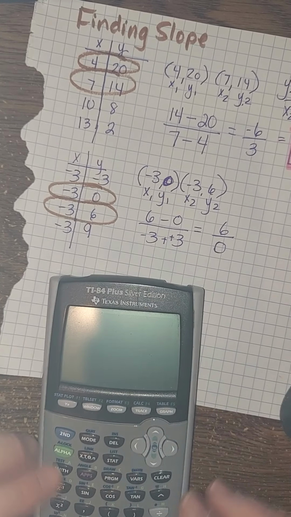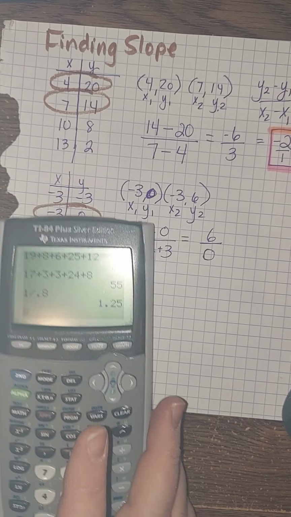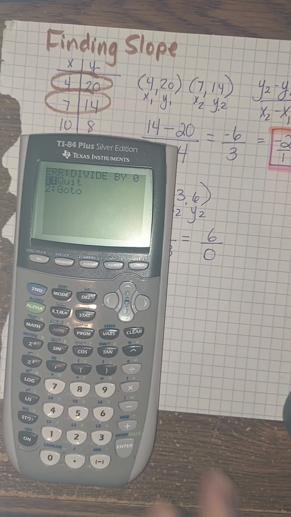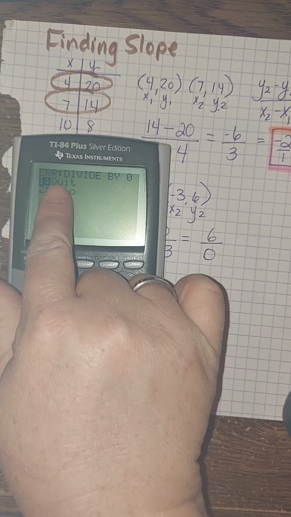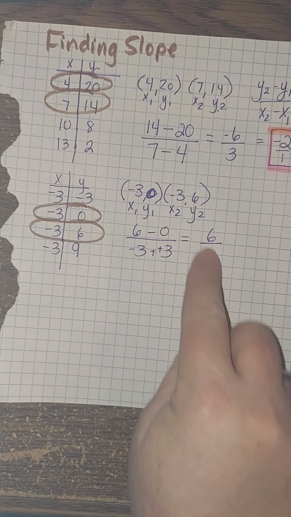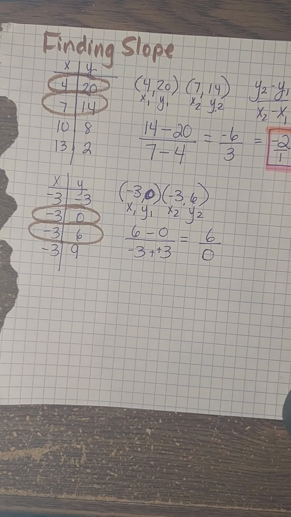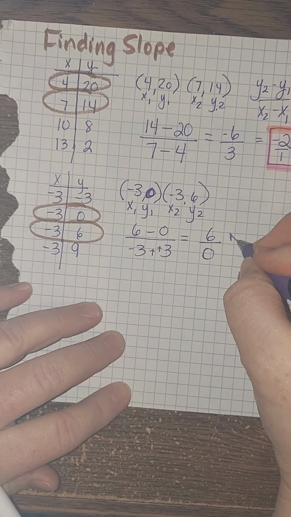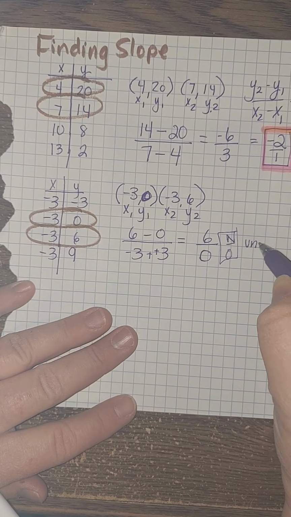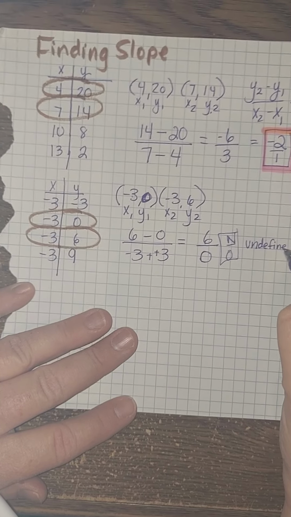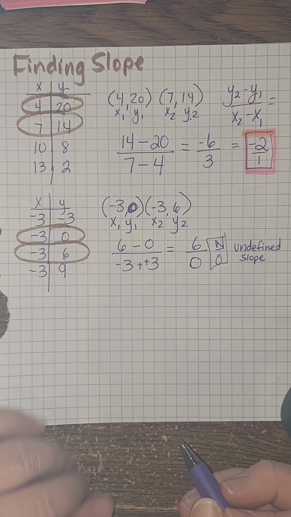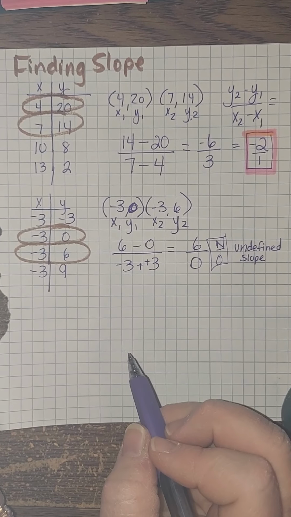I'm busting out my calculator because I just want to make sure. Because 6 divided by 0 is 0, right? Oh, what in the world? Divide by 0. That's right. Friends, this is a no. This is a number over a 0. That forms no. That forms an undefined slope, friends. That's an undefined slope. You can't have 0 on the bottom.